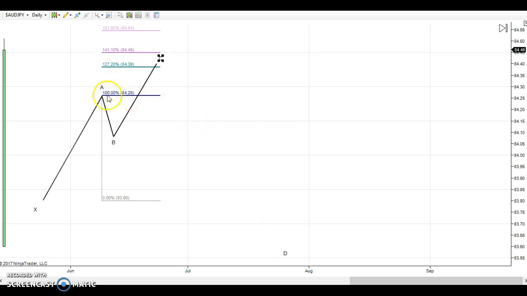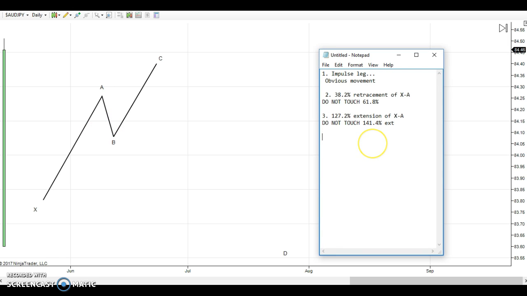Okay. Now where's our final D point? Where do we enter the market? Well, we enter at the 786, the 78.6% retracement. Oh my goodness, my spelling. Of X to C.